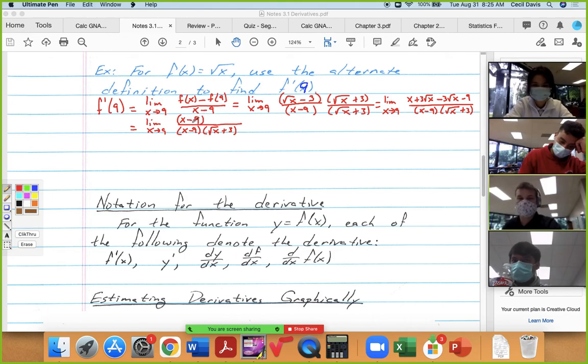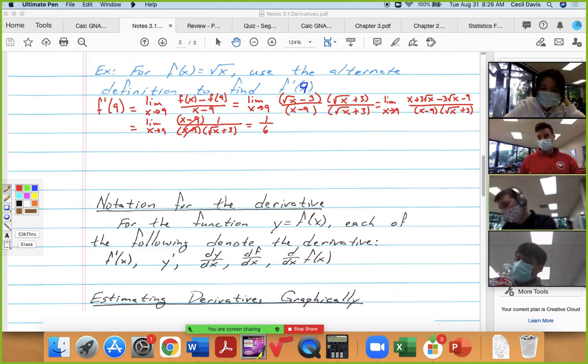I can divide out the x minus 9s and leave a 1 in the numerator. Please don't say it's 0. When we divide that out, it divides to 1. As x goes to 9 now, the square root of 9 is 3, and I've got 1 over 6. Any questions about that? Okay.